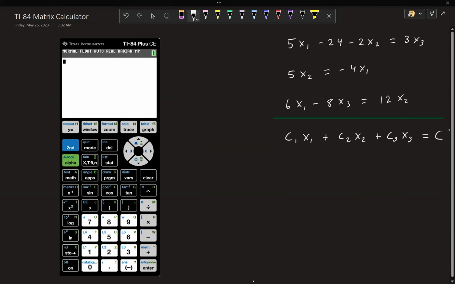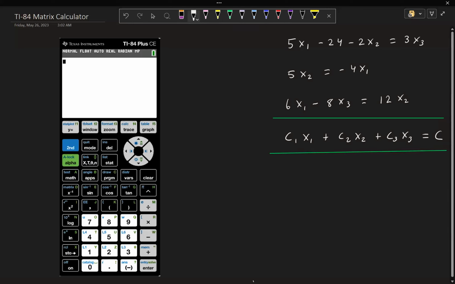So basically, you just want a constant times x1 plus a constant times x2 plus a constant times x3 equals a constant. And you want each equation to have this exact order of variables, where all of your variables are on the left and then set equal to a constant. So let's put them in this form.